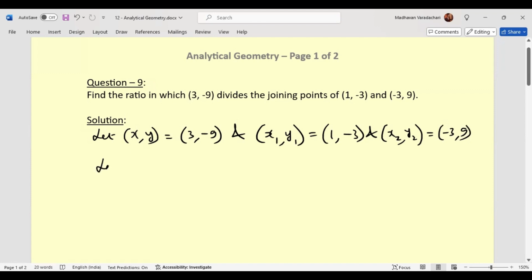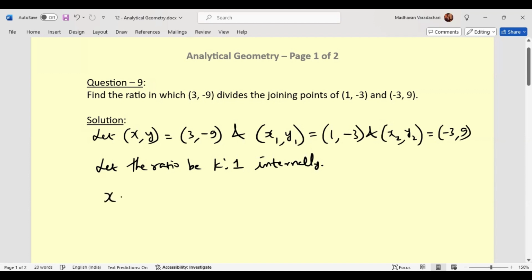Now let the ratio be k is to 1 internally. So we will be using the internal division formula.